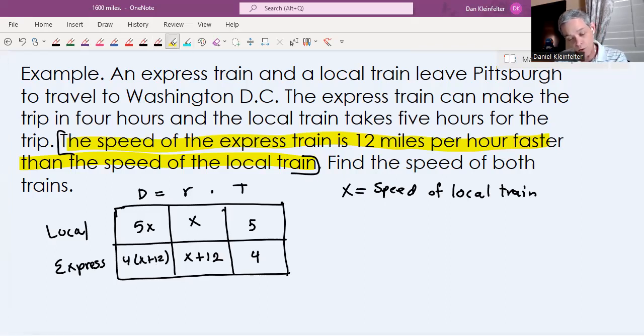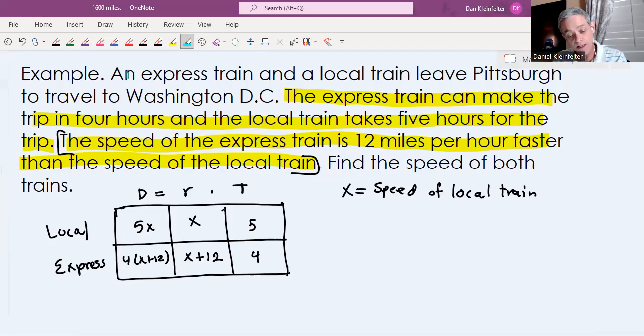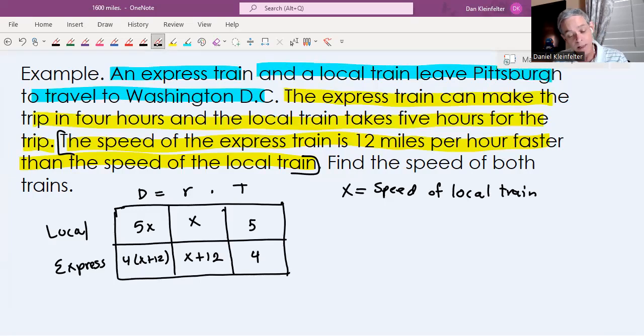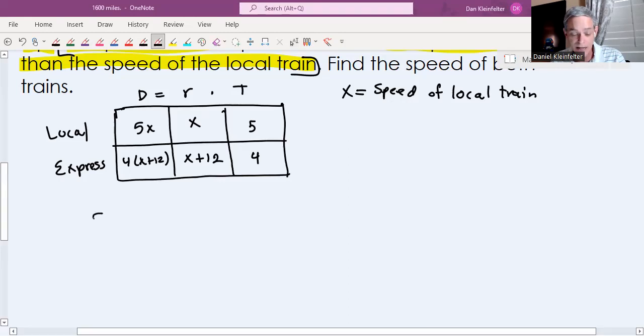Okay, so we've covered the express train making the trip in 4 hours and the local train taking 5 hours for the trip. And again, the last piece is just the question. So the piece that we haven't used is the beginning part. It says an express train and a local train are leaving the same place. They're leaving Pittsburgh to travel to Washington, D.C. So both trains are making the same trip, and so their distances have to equal one another. Since they're taking the same trip, their distances have to match.